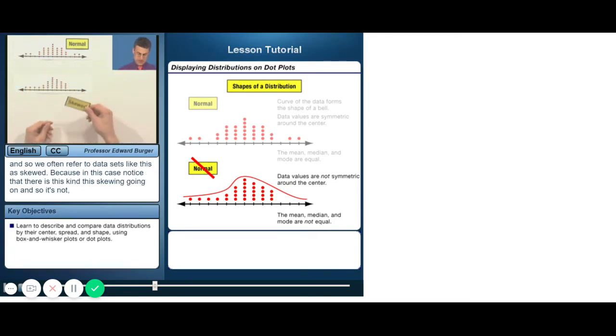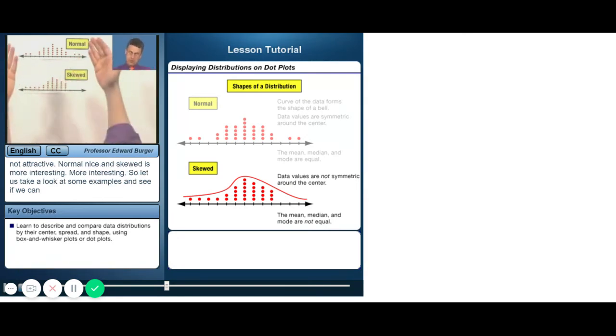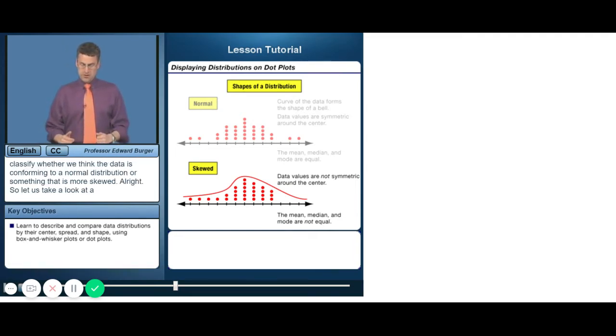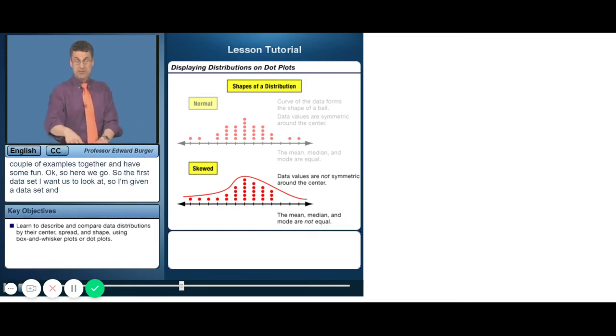And so we often refer to data sets like this as skewed, because in this case, notice that there's this skewing going on, and so it's not attractive. Normal is nice, and skewed is more interesting. So let's take a look at some examples and see if we can classify whether we think the data is conforming to a normal distribution or something that's more skewed. All right, so let's take a look at a couple of examples together and have some fun.